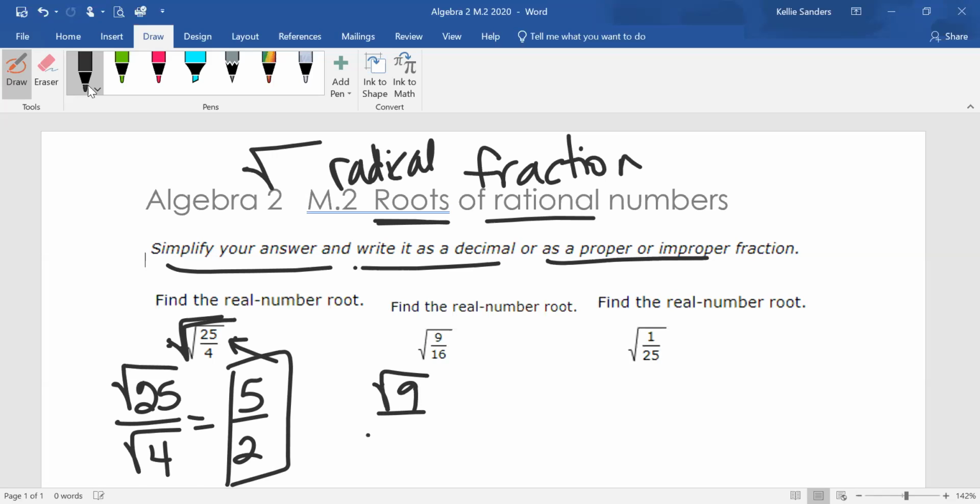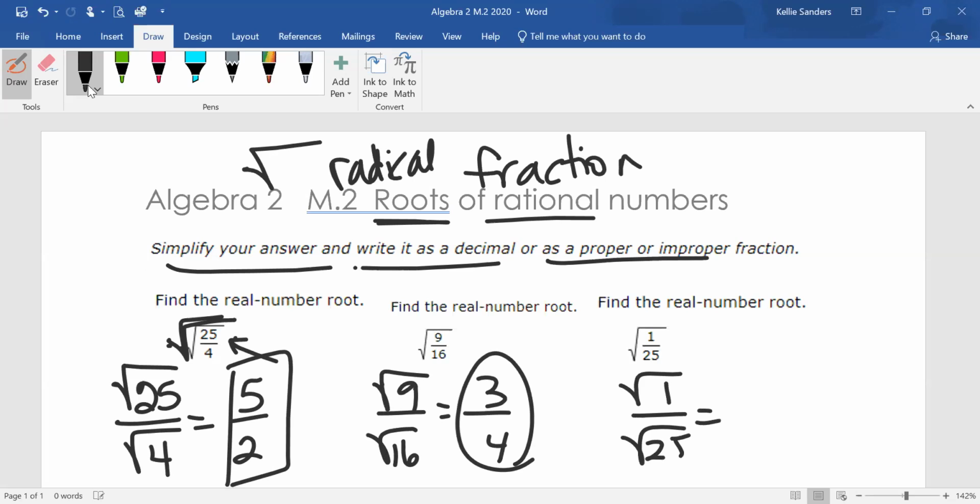So the square root of 9 over the square root of 16 is 3 over 4. The square root of 1 over the square root of 25: the square root of 1 is 1, the square root of 25 is 5. So those would be your answers for those.